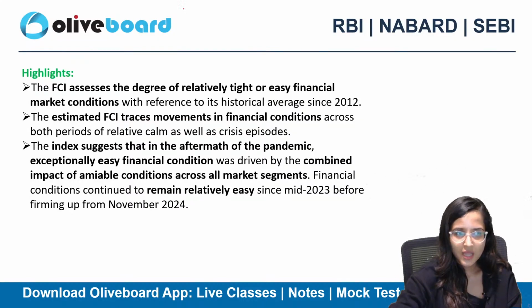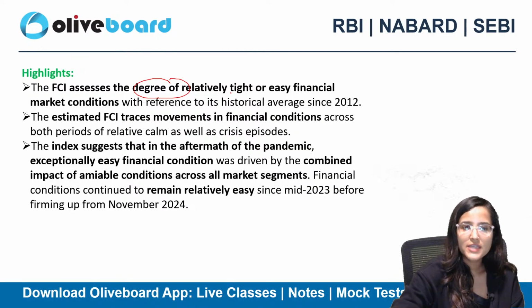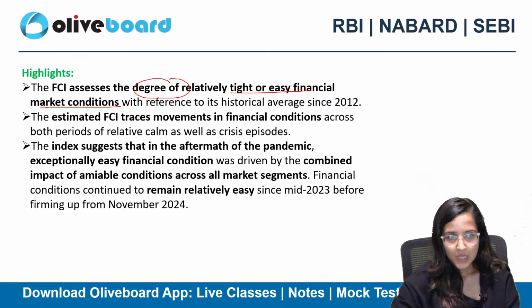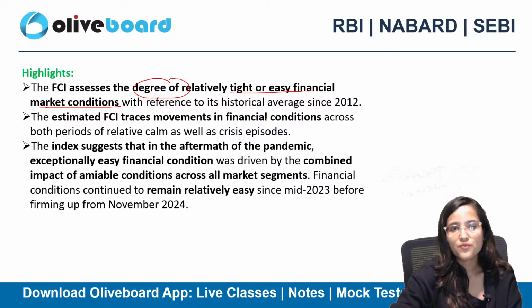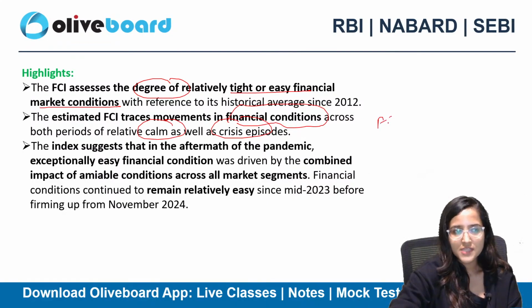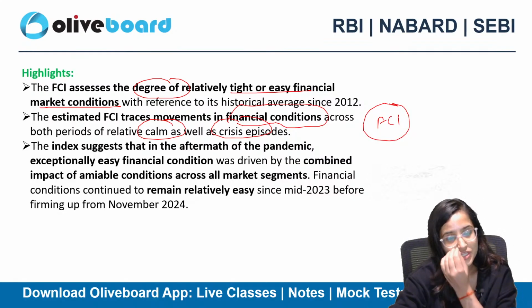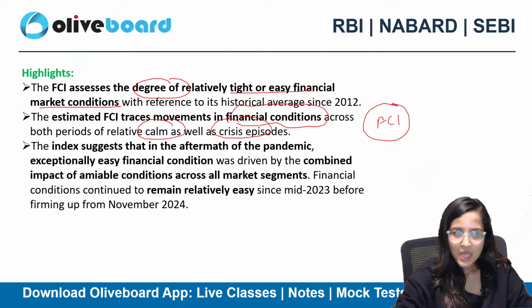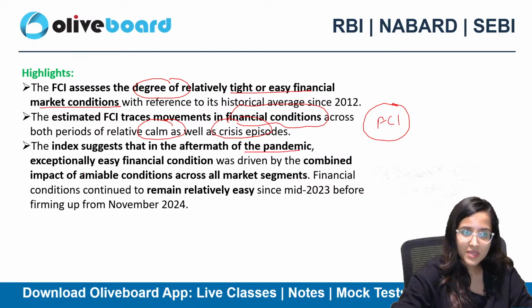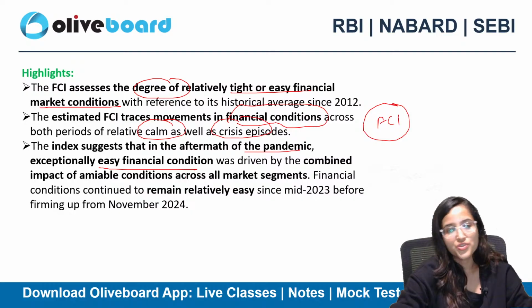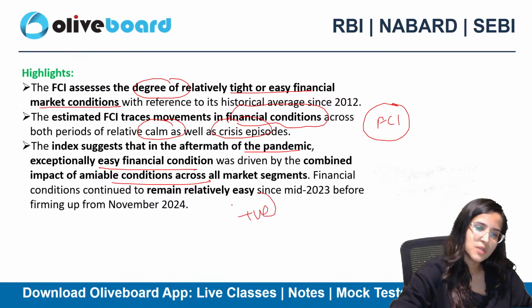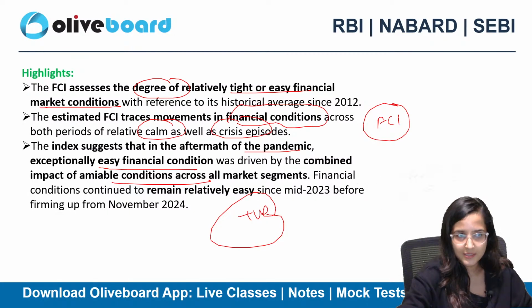And what are the highlights of this index? It assesses the degree of relatively tight or easy financial market conditions, whether financial conditions are good or not. Okay, the estimated FCI traces movements in financial conditions across both periods of relative calm as well as crisis. So this FCI, your financial conditions index, is calculated even in times of crisis and even when things are fine. And this index suggests that in the aftermath of the pandemic, exceptionally easy financial conditions were driven by combined impacts of amiable conditions across all market segments. That means we've seen a positive outlook in the financial conditions index. Okay?